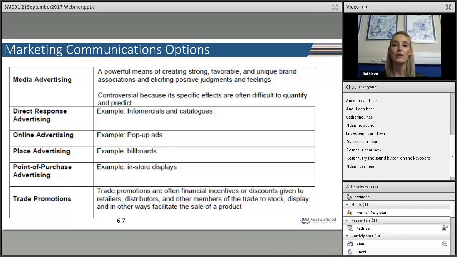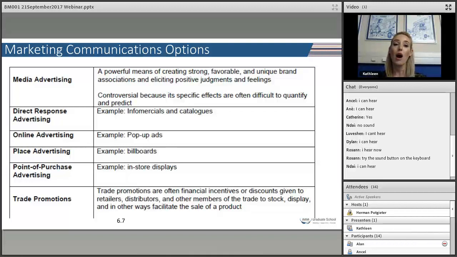Remember, whenever we refer to those three terms, strong, favorable, and unique, we are talking about building brand image. And brand image is one of the two components of brand equity. Brand equity is made up of brand awareness and brand image. Media advertising is slightly controversial because it can be difficult to measure how effective it is. How do I know that my billboard on the side of the highway is generating sales inside the store? It's a little bit of a difficult one to measure.